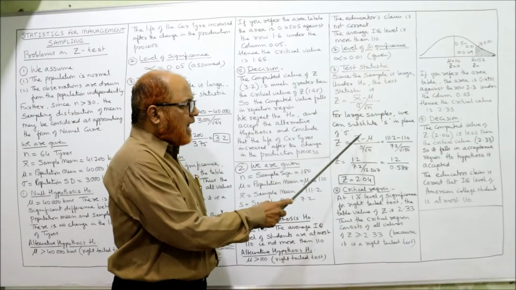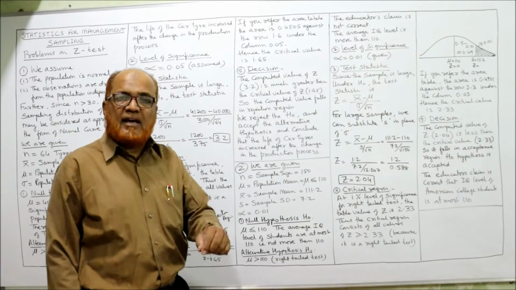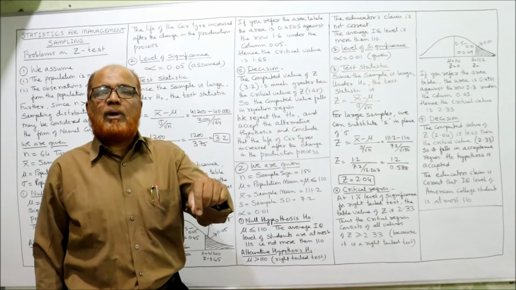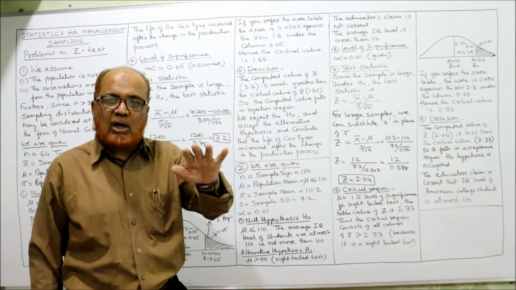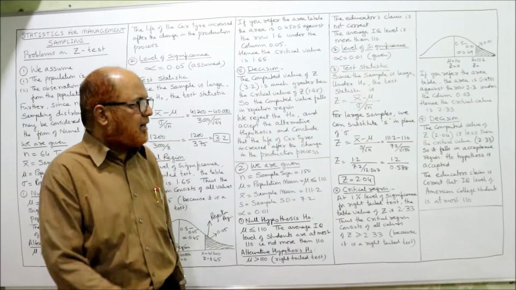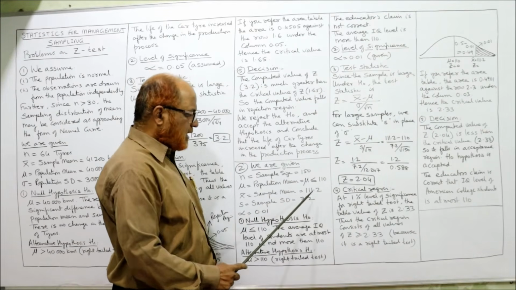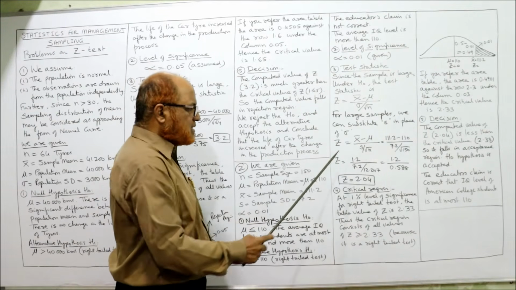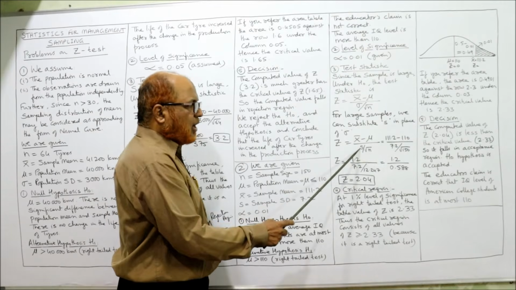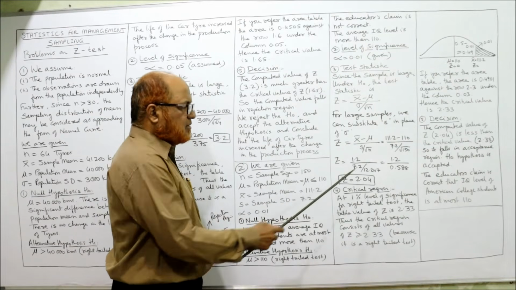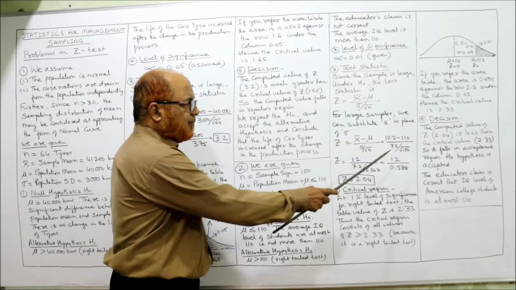In place of sigma, I can write S. If the population standard deviation is not given in the problem, we can change it to the sample standard deviation. Divide by root n. So x bar is 111.2, and mu is 110. Divide by small s, which is 7.2, divided by the square root of n, where n is 150.